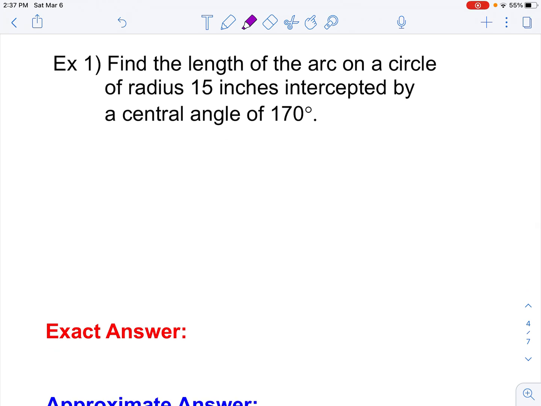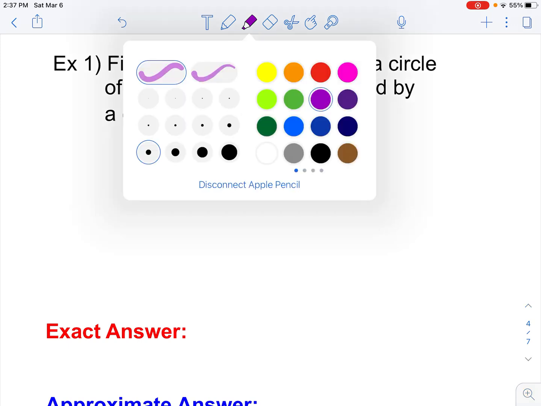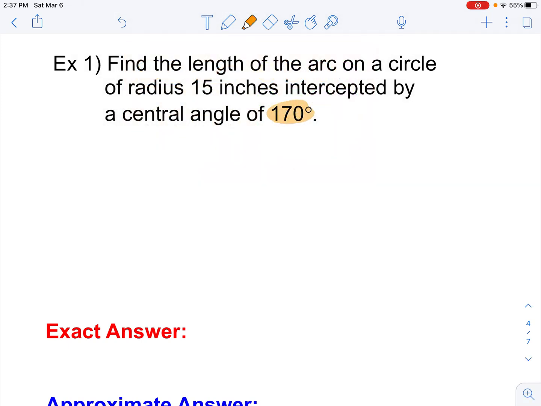Let's take a look at some problems. It says, find the length of an arc on a circle whose radius is 15 inches and the central angle is 170. So the first thing we see is that we have a central angle of 170 degrees.